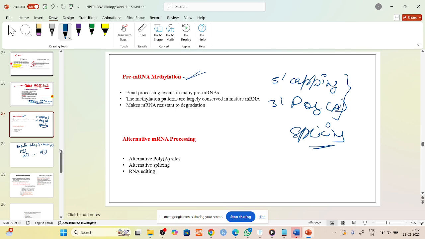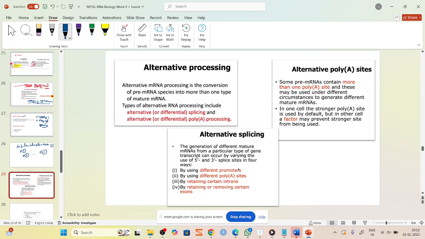Now, this alternative mRNA processing can happen in three ways: alternative polyA sites, alternative splicing, and RNA editing. Let us see what these are.